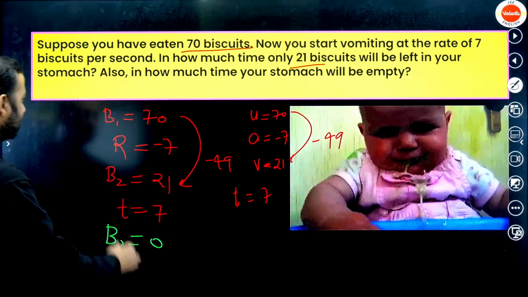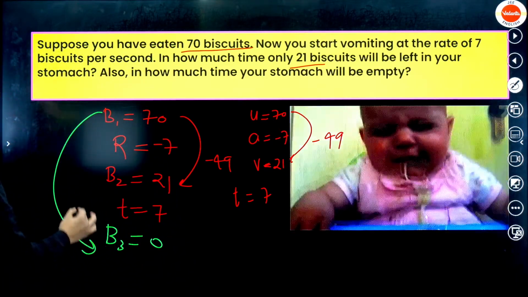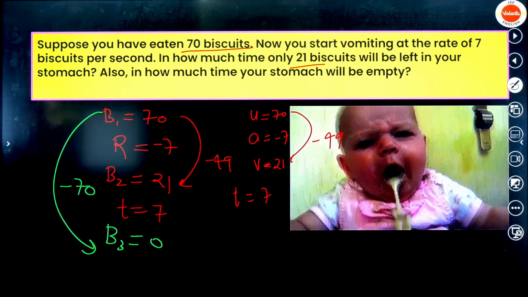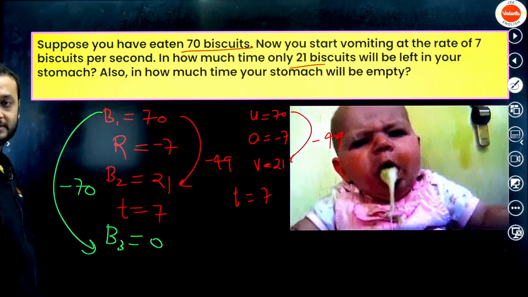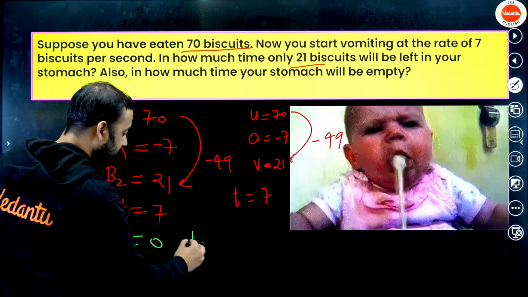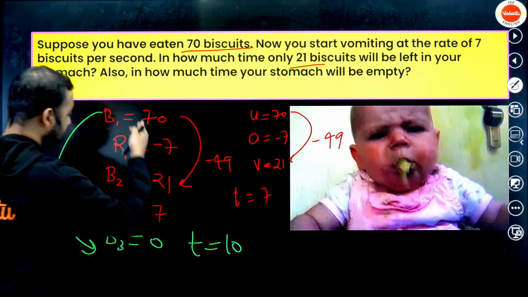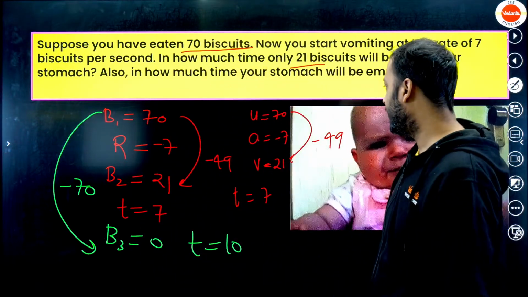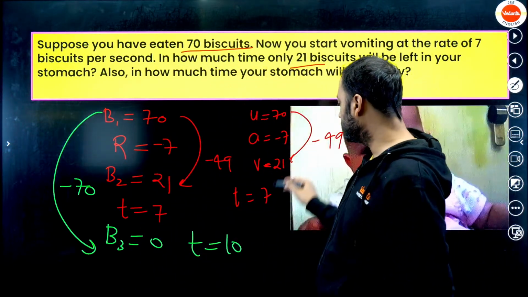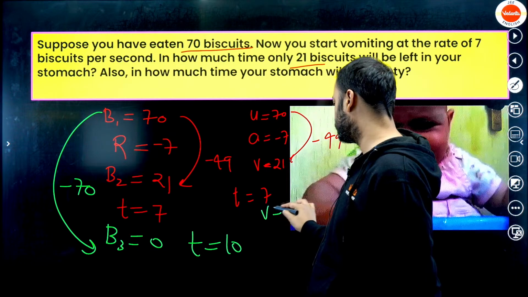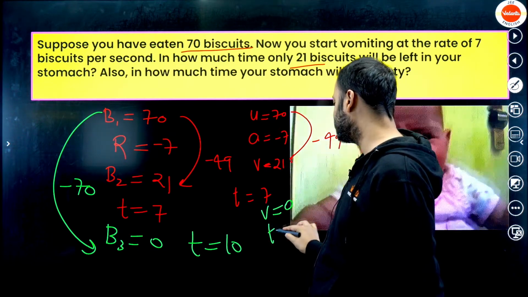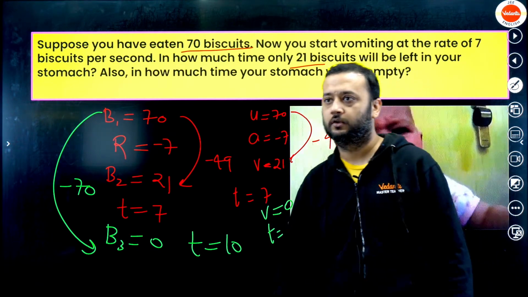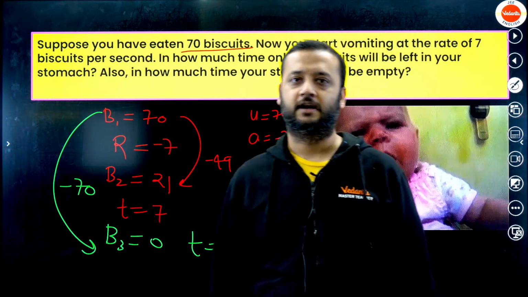So how many biscuits have you lost? Of course you have vomited all 70 biscuits, and you are vomiting at the rate of 7. So in how much time, guys? 70 by 7, 10 seconds. So over here again, if you want final velocity to be 0, we can say that in 10 seconds velocity will become 0. I hope you have understood this.